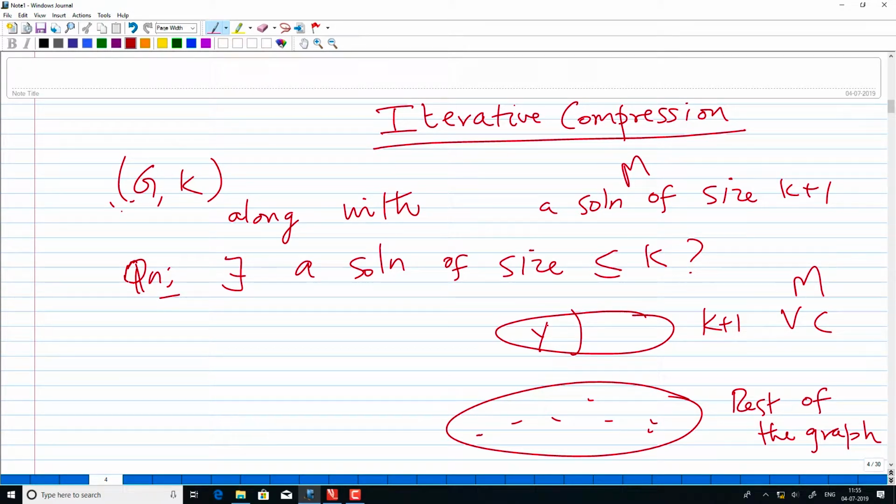Then life actually becomes much simpler here. So, suppose I decided that my solution's intersection with M is Y. What can you immediately conclude? That this side is independent. It cannot have edges, right? Because if it has edges, who is going to cover them? Okay. And then what else can you say?